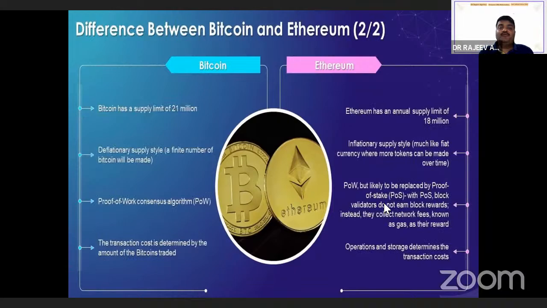Bitcoin has a limited supply of 21 million, whereas Ethereum has an annual supply of 18 million. So you can imagine, deflationary supply type, a finite number of Bitcoins will be made, and the transaction cost is determined by the amount of Bitcoins traded. Here, inflationary supply, much like fiat currency, where more tokens can be made over time. And so that is the reason why I feel personally it has a better future. And operations and storage determine the transaction cost. How much you have to operate and store it, that is the difference.